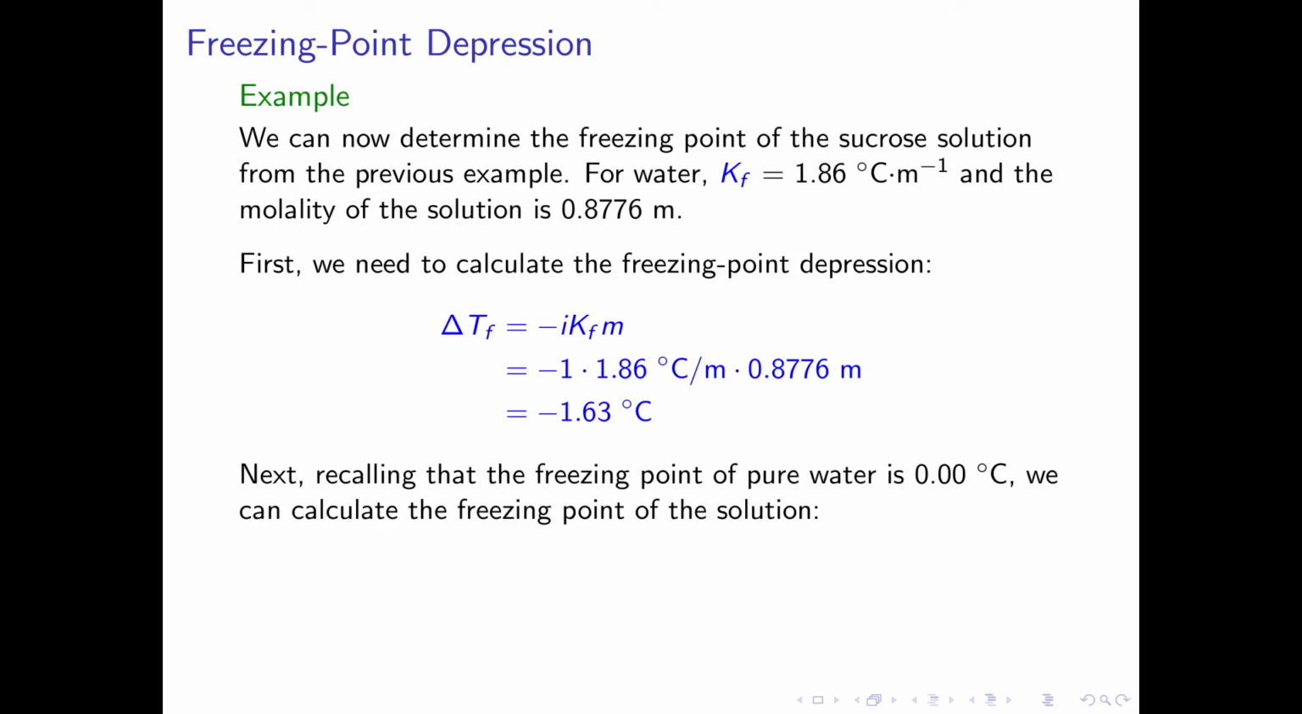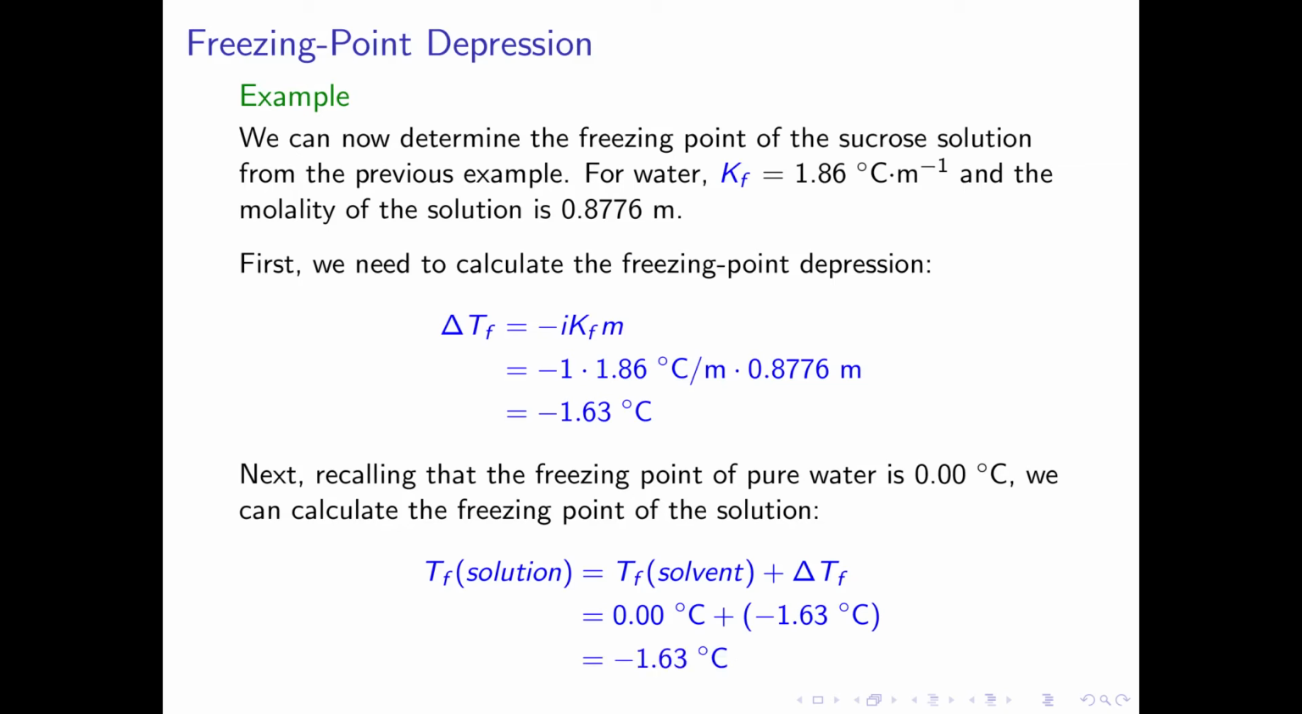Next, we recall that the freezing point of pure water is 0.00 degrees Celsius, and we can calculate the freezing point of the solution as Tf for the solution is equal to Tf for the solvent plus delta Tf, or 0.00 degrees Celsius plus a negative 1.63 degrees Celsius, which is equal to negative 1.63 degrees Celsius.